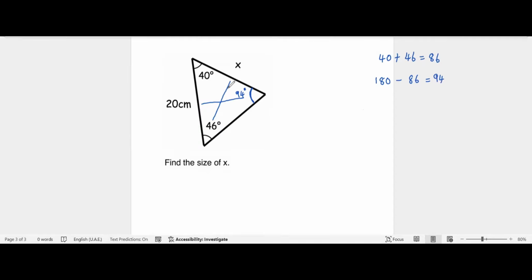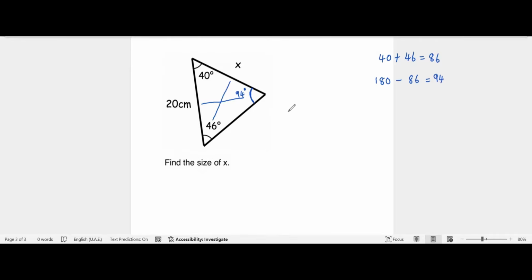Now we have two pairs. For x, the opposite angle, yes, it is given 46 degrees. And for 20 centimeter, the opposite angle we found is 94. Using the two angles given, add 40 and 46, you will get 86. And now, the sum of the angles in a triangle adds up to 180 degrees. Using that property, we find out the third. From 180, you subtract these two. Okay, now it is just the same as the first question that we did.